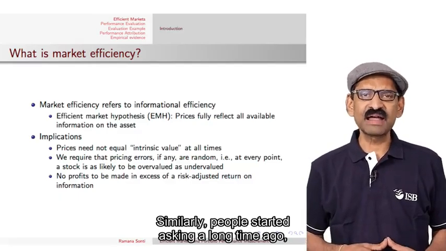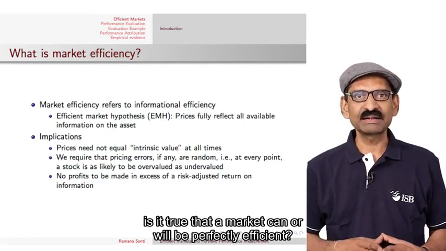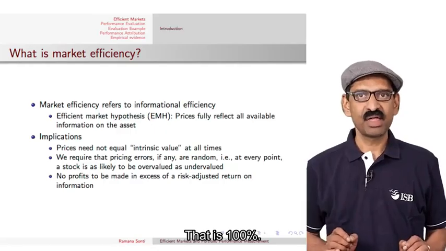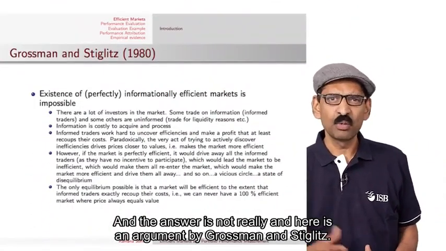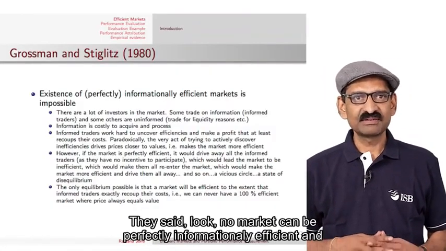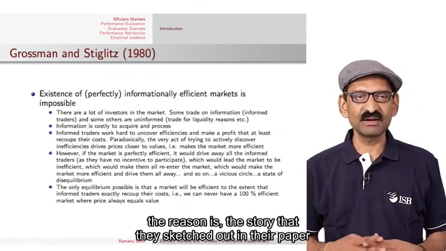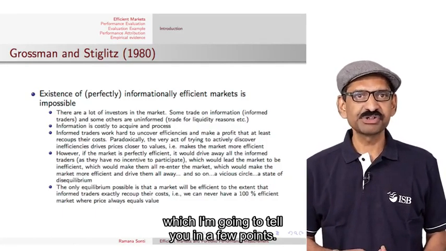Similarly, people started asking a long time ago, is it true that a market can or will be perfectly efficient, that is 100%? And the answer is not really. And here is an argument by Grossman and Stiglitz. Way back in 1980, they said the following. They said, look, no market can be perfectly informationally efficient. And the reason is the story that they sketched out in their paper, which I'm going to tell you in a few points.